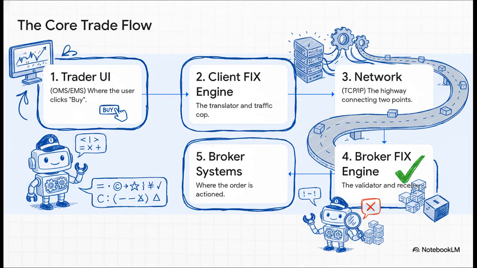Now, a FIX engine is this specialized bit of software that's part translator, part traffic cop. It translates that trader's click into the formal FIX language, and then it sends that message over step 3, the network. That's just the highway, the TCP/IP connection between the client and the broker. Over on the other side, at step 4, the broker's FIX engine is waiting to receive and validate it. And finally, if everything checks out, it passes the instruction to step 5, the broker's internal systems, where the order actually gets actioned. So you see, FIX is that crucial language spoken between those two engines in steps 2 and 4.